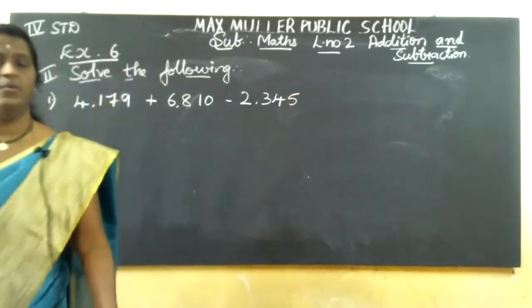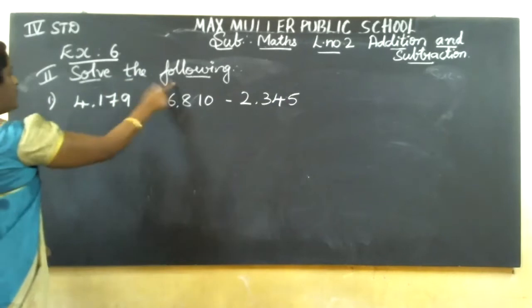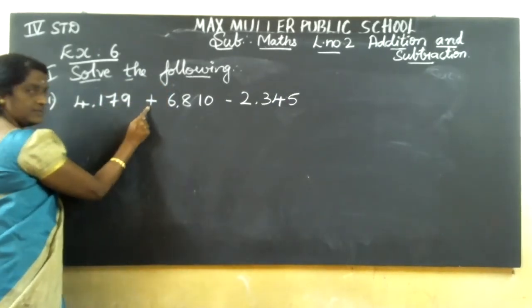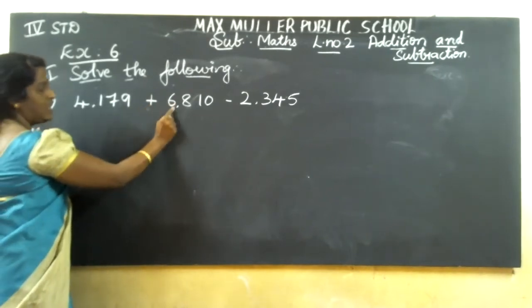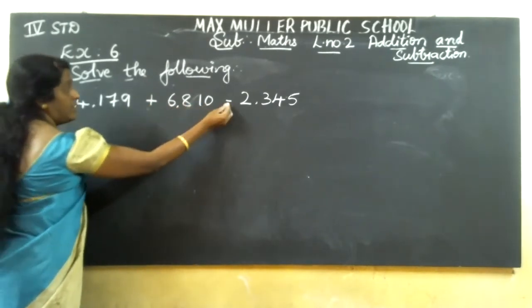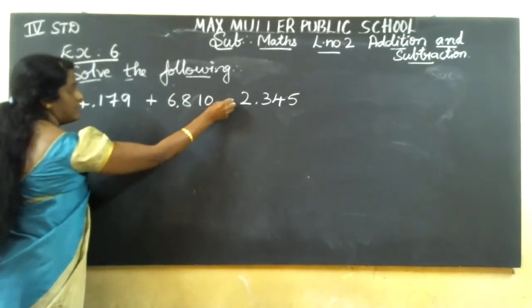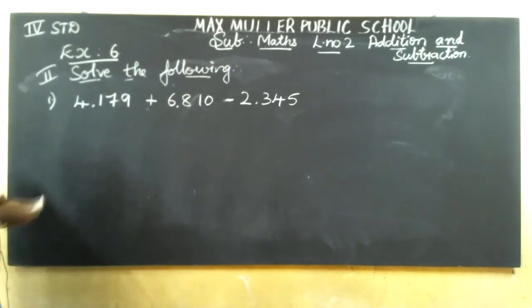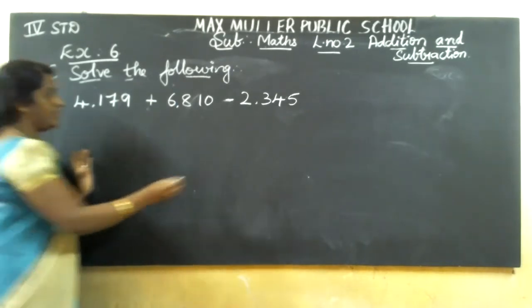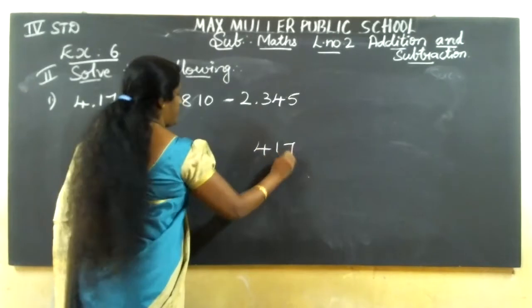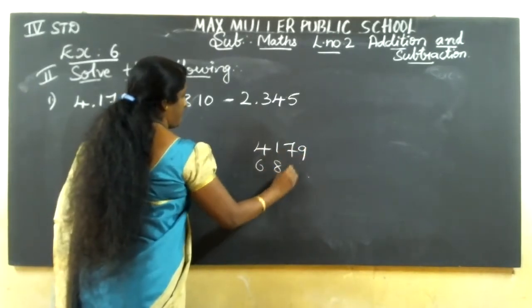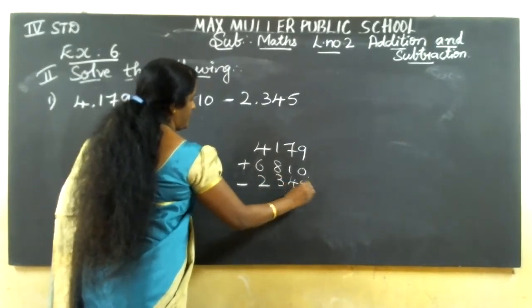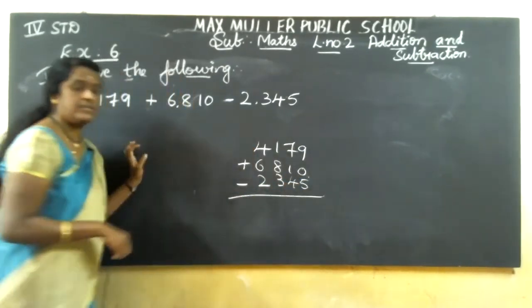Yes. What will you do here? Solve the following. See, 4,179 plus, this is plus, 6,810. Here it is minus, okay, here it is minus 2,345. How will you do it? Will you copy like this?